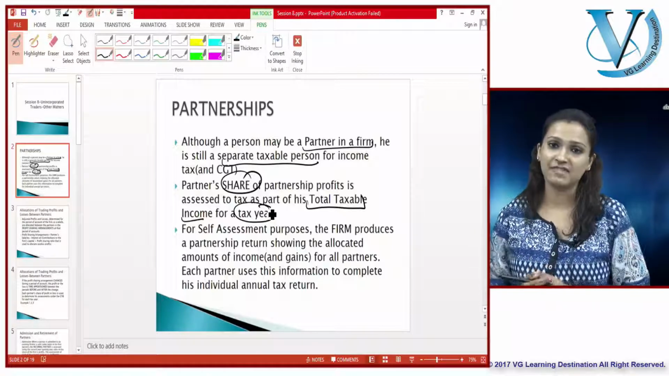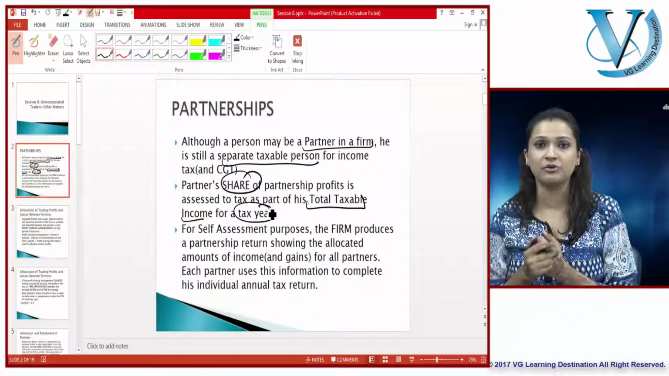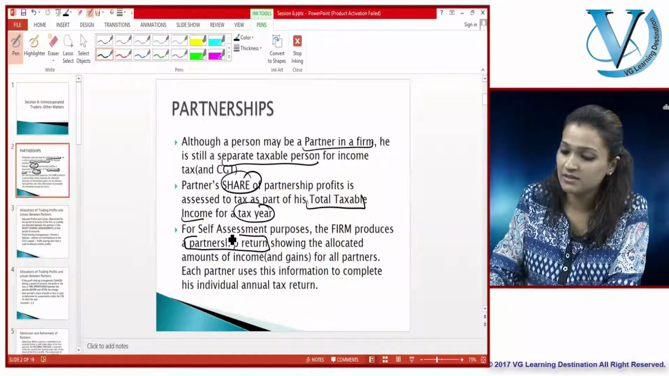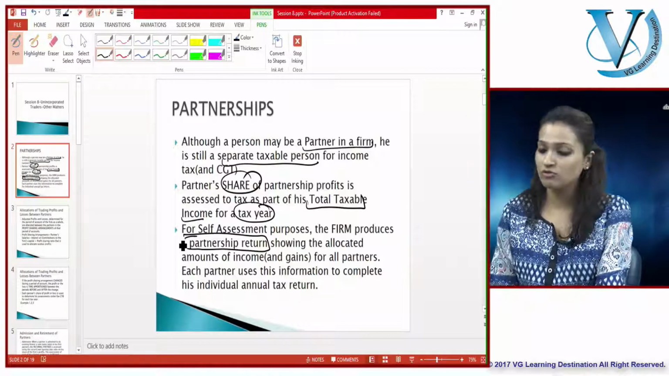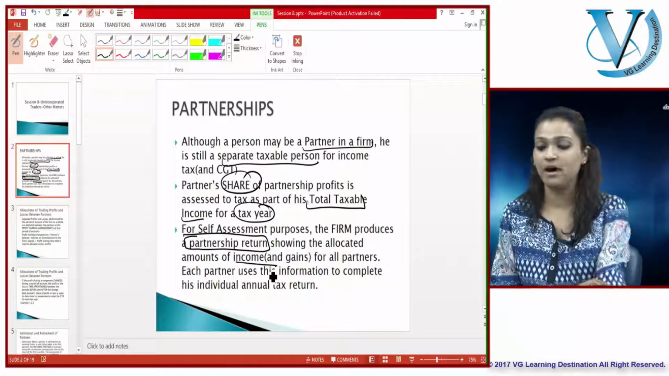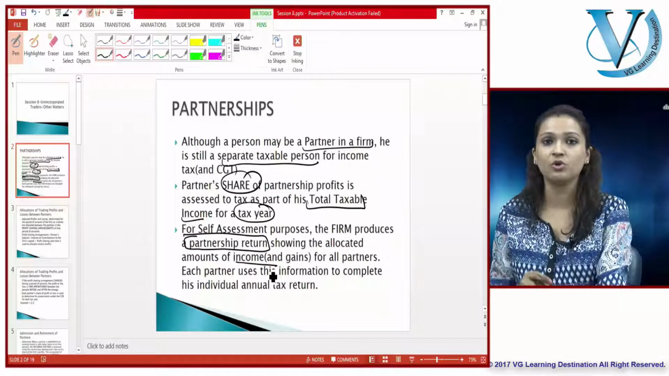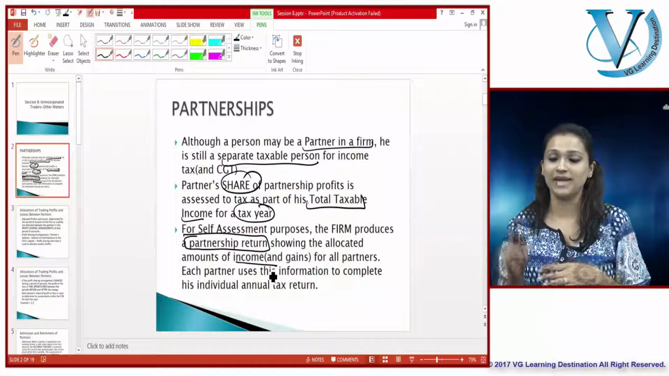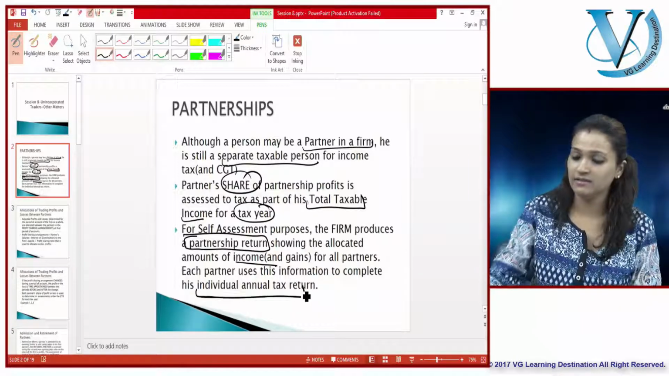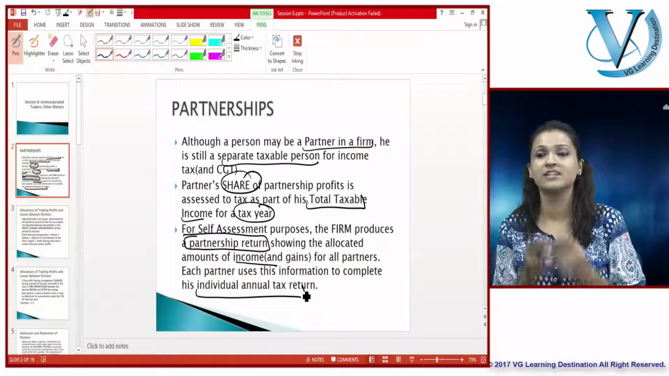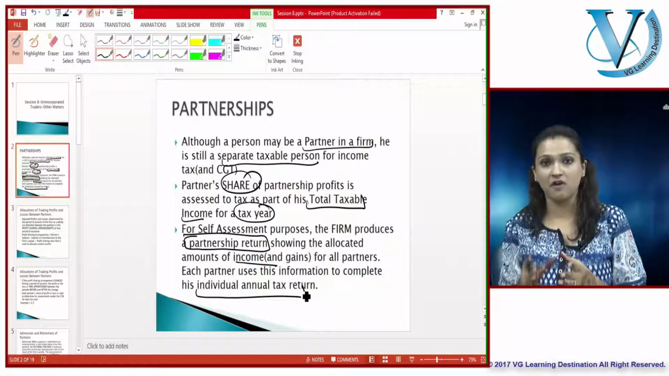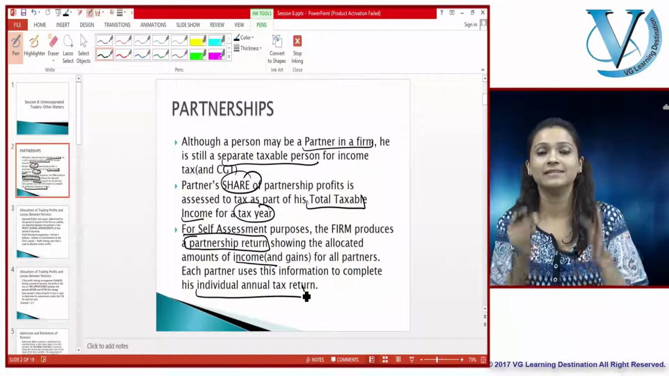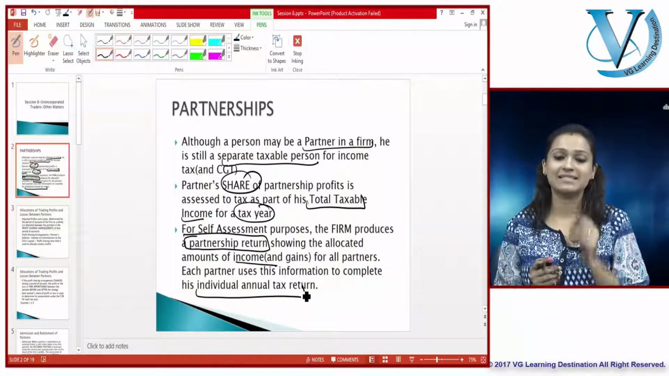What about for self-assessment purposes? What is the firm going to do? The firm is going to produce a partnership return showing the allocated amounts of income of all the partners. Now, each partner is going to use this information to complete what? To complete his individual tax returns. So basically, the partnership return, that is the return of the firm itself, is used as the basis by the partners in determining their own income tax liability.